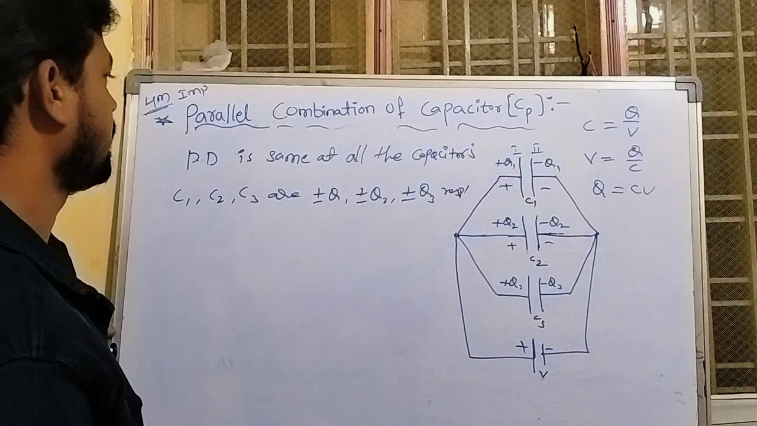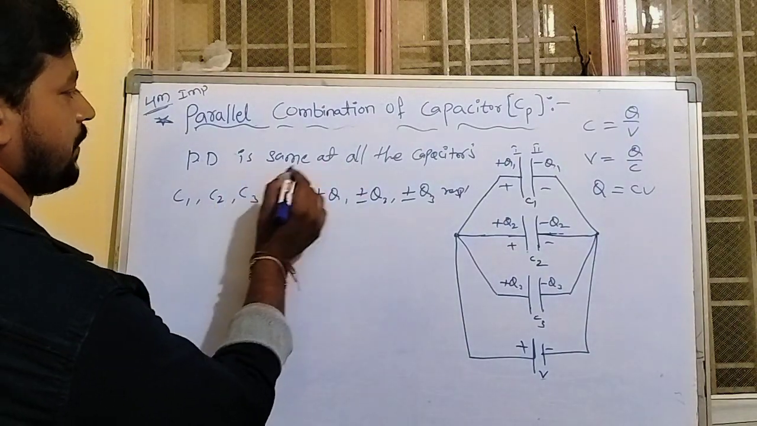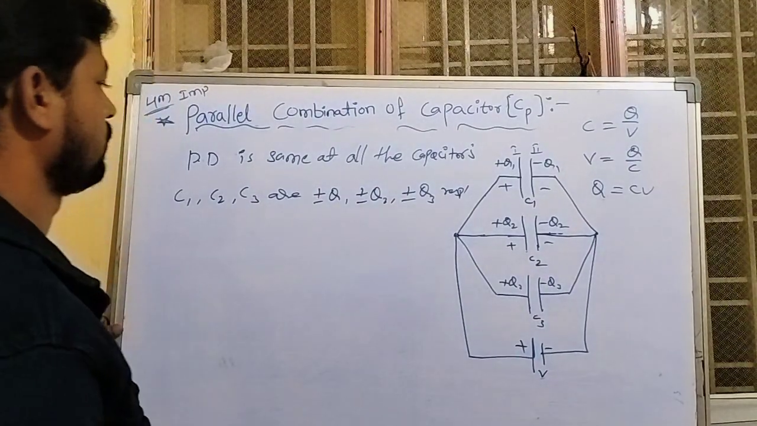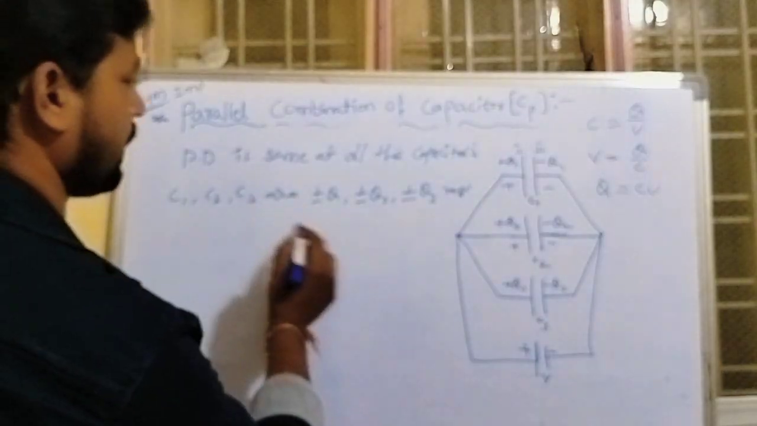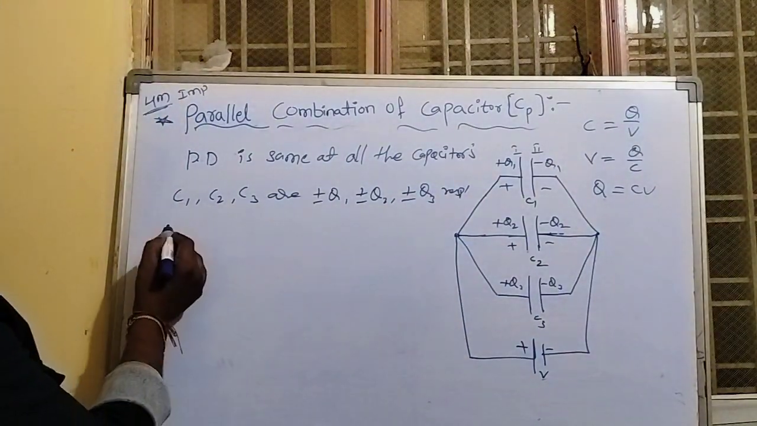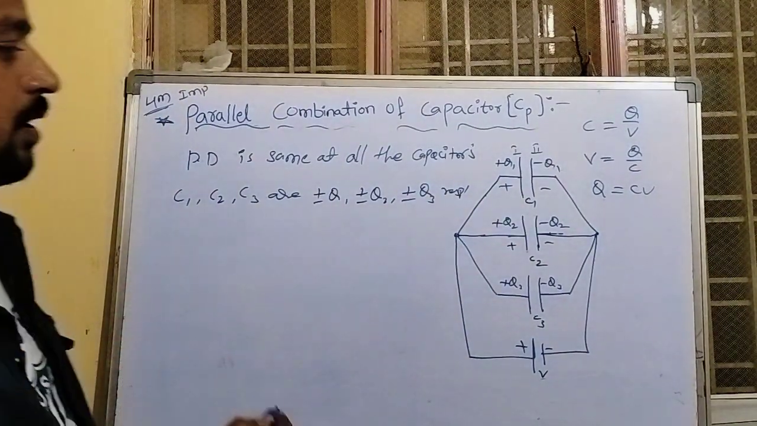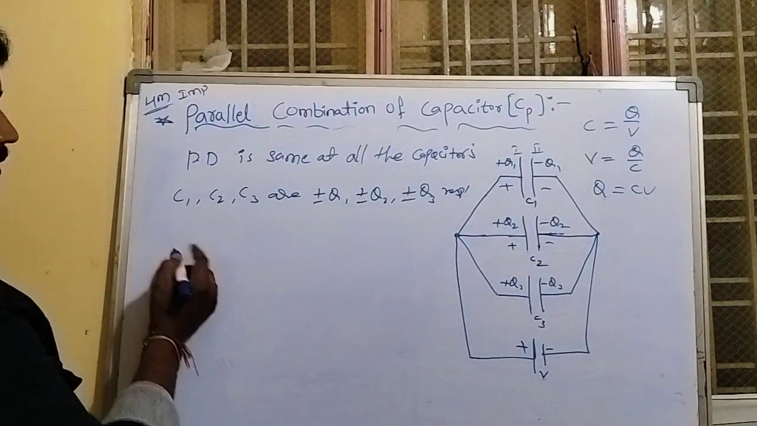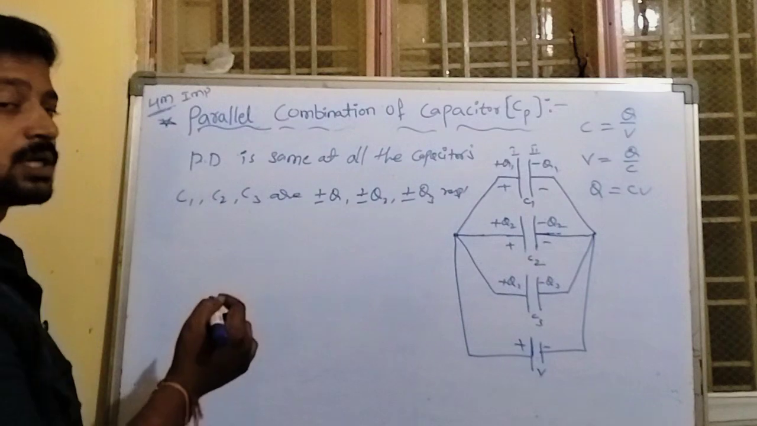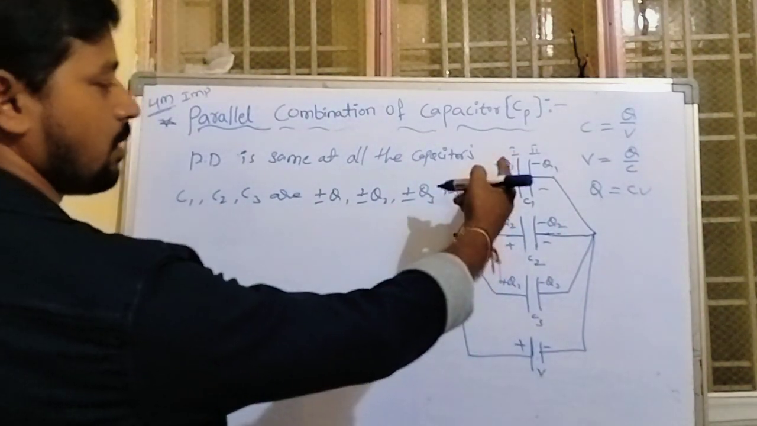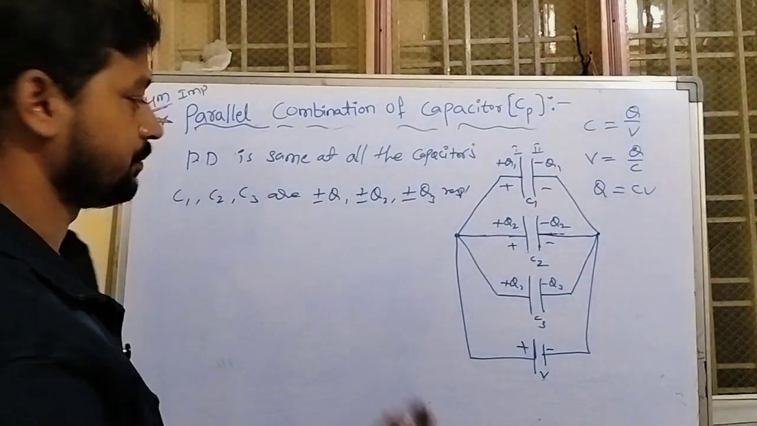What is the difference here? Potential drop V is the same and charges are different. What is the charge formula? Charge Q is equal to the sum of charges of all the capacitors.